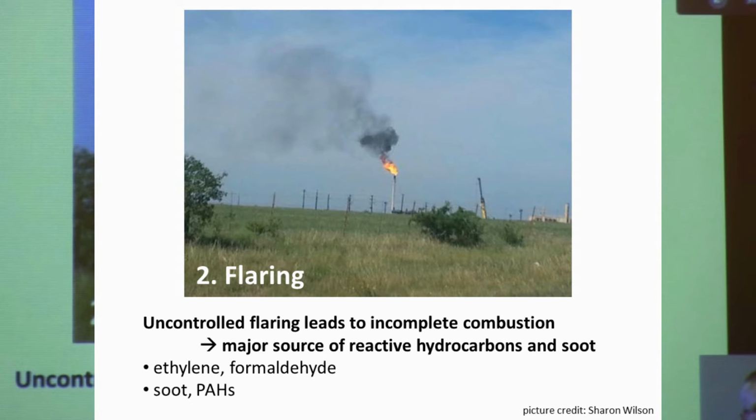And the second thing is that it's very hard, in a natural setting, to keep the flow of oxygen to the flare at the level that you need it. What we get from the flares is reactive hydrocarbons, especially ethylene and formaldehyde, and we get soot and associated PAH agents from these.